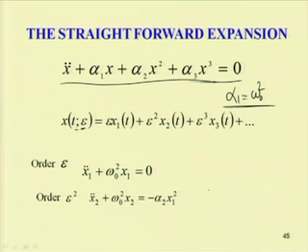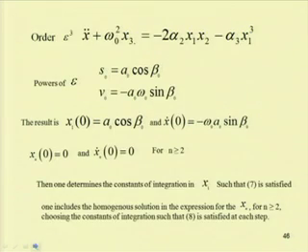one can get the first equation: x 1 double dot plus omega 0 square x 1 equal to 0. In the order of epsilon square, one gets x 2 double dot plus omega 0 square x 2 equal to minus alpha 2 x 1 square. In the order of epsilon cube, one gets x 3 double dot plus omega 0 square x 3 equal to minus 2 alpha 2 x 1 x 2 minus alpha 3 x 1 cube.